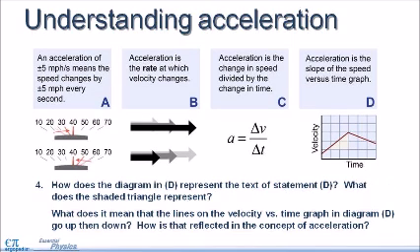How does the diagram in D represent the text of statement D? What does the straight triangle represent? What does it mean that the lines of the velocity with time graph in the diagram go up then down? How is that reflected in the concept of acceleration?